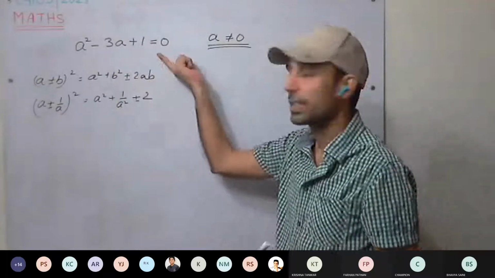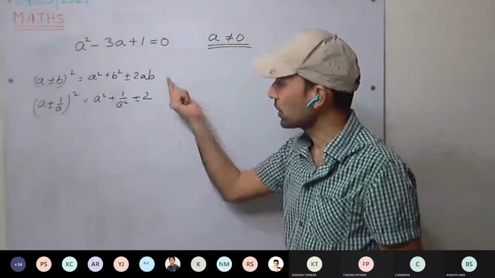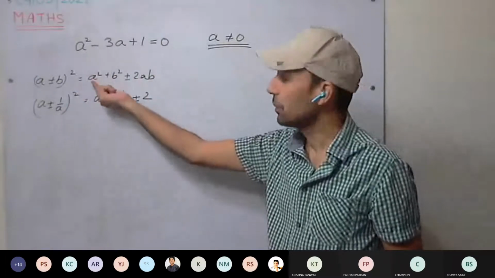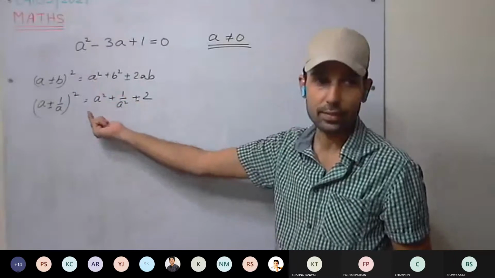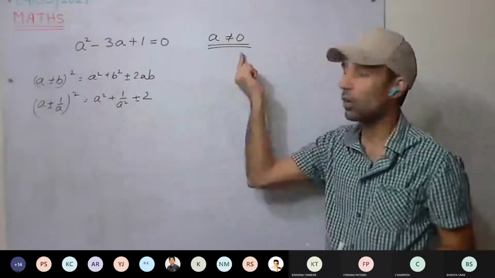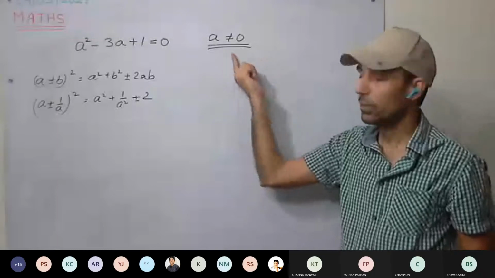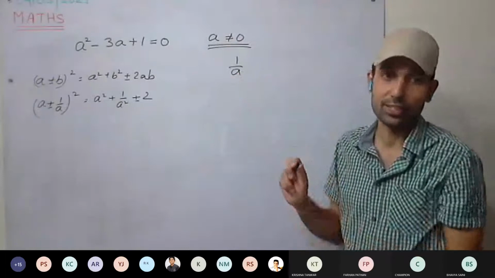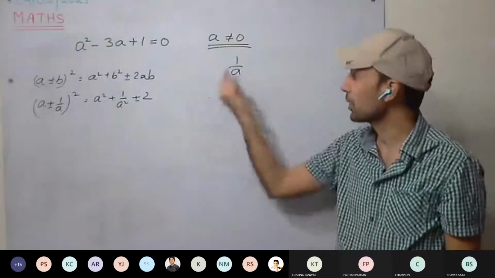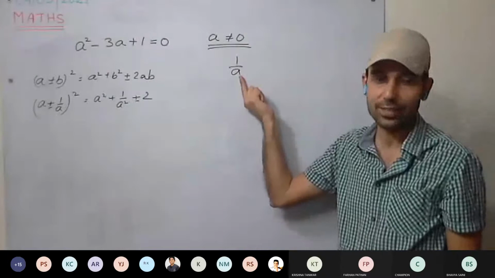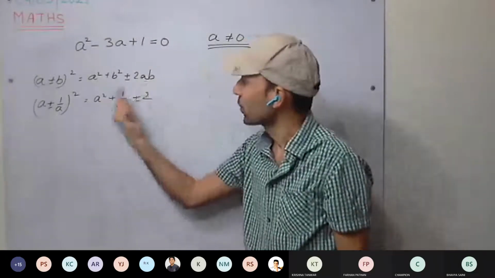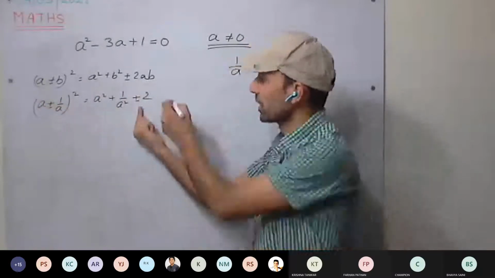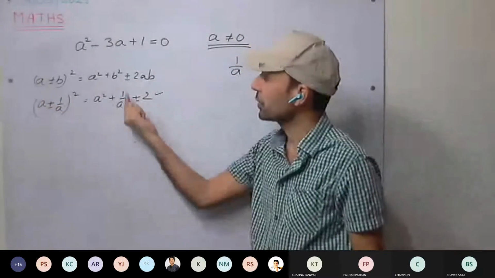It means since the question is given with a square, we must use something from them. Either we'll make use of this one or this one. Now see here, one more condition is given, a not equal to 0. It means 1 upon a has to be there somewhere in the equation. Yes or no? It means we are going to make use of 1 upon a in the equation somewhere. And so there is a 99.999% chance that we are going to make use of this one. Understood? How are we going to make use of this one?